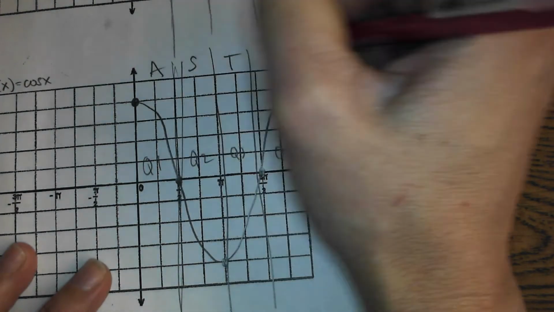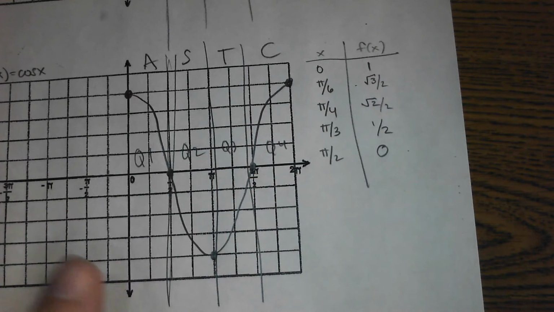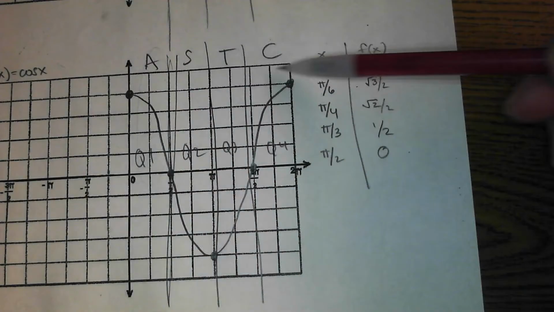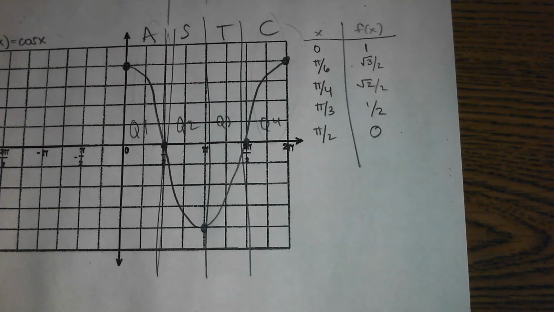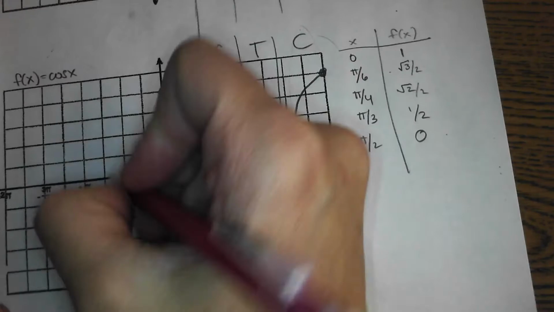All students take calculus. The only place this graph is above the x-axis is where the A is and where the C is. And in the other two quadrants, it's negative. And obviously this repeats as well.